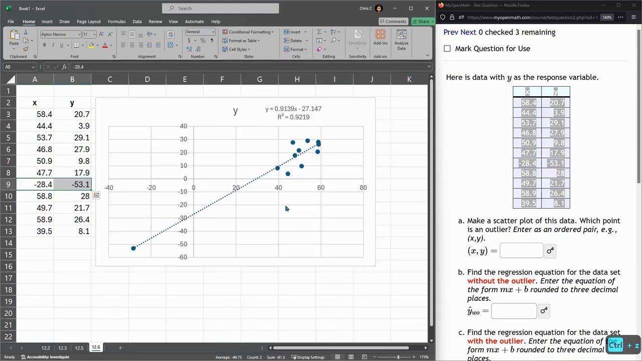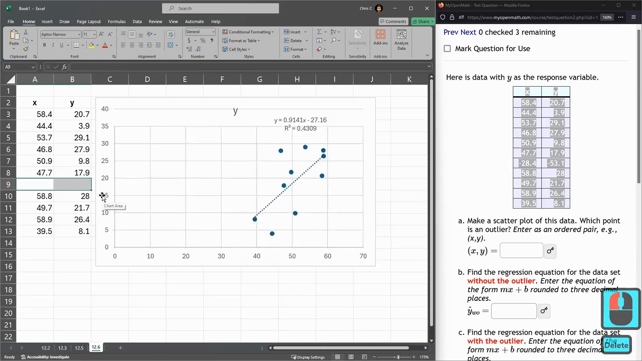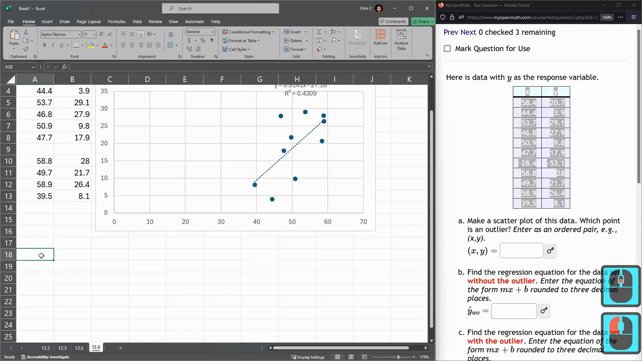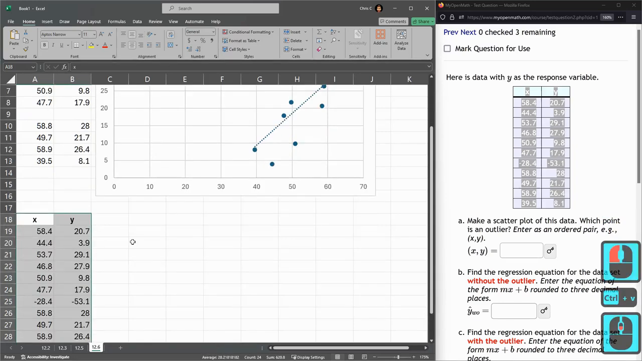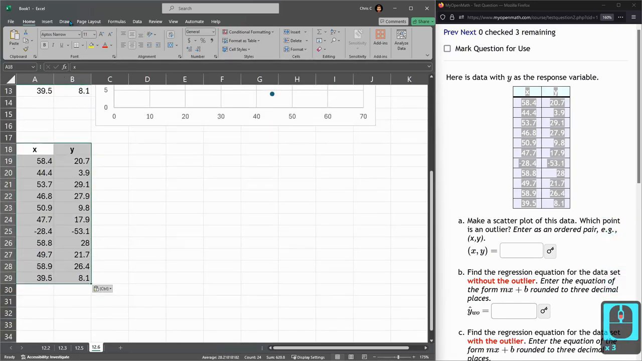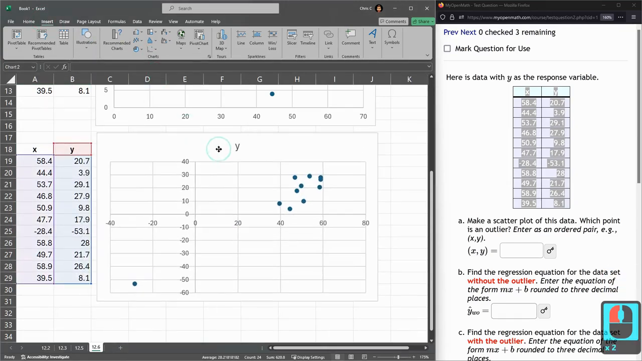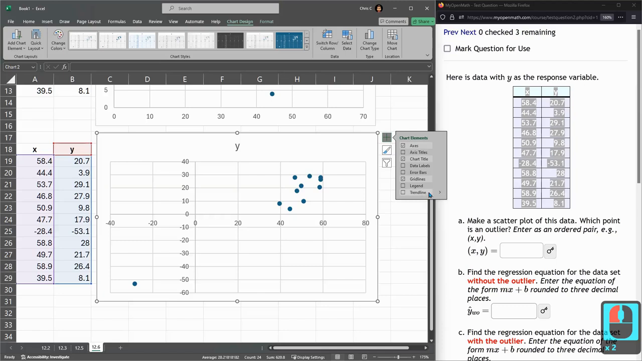So what I'm going to do is repeat this whole thing, but delete that out of there. So I got my outlier out. I still have the same values copied. I'm going to paste them in a second time. Insert, chart, scatter, just doing everything a second time.